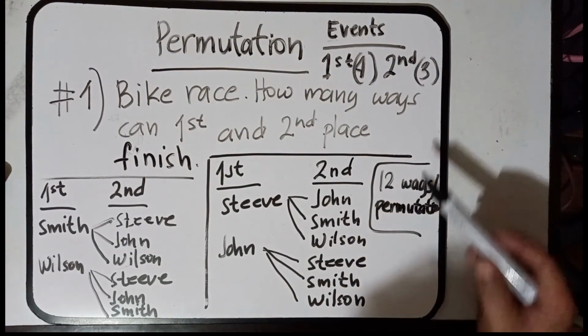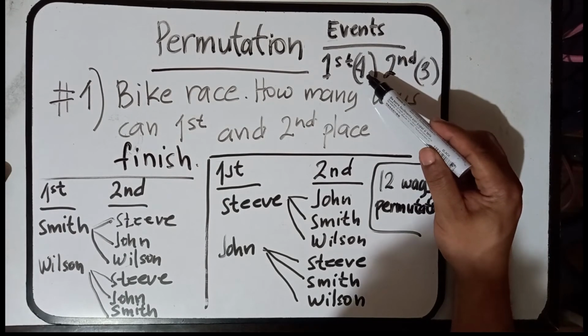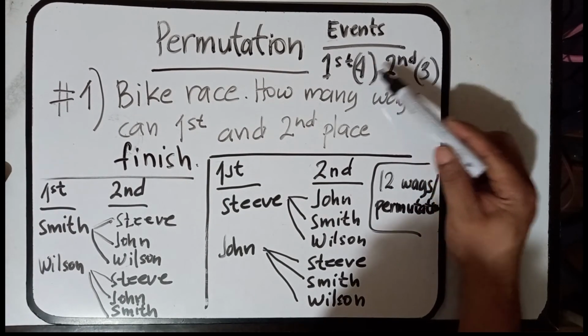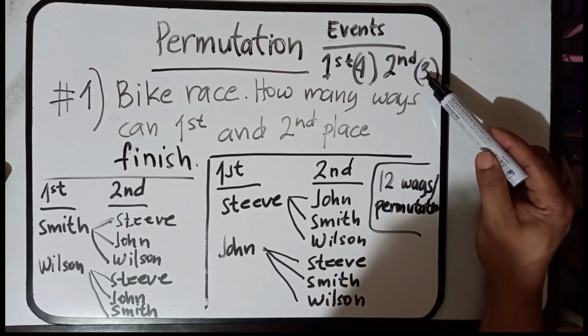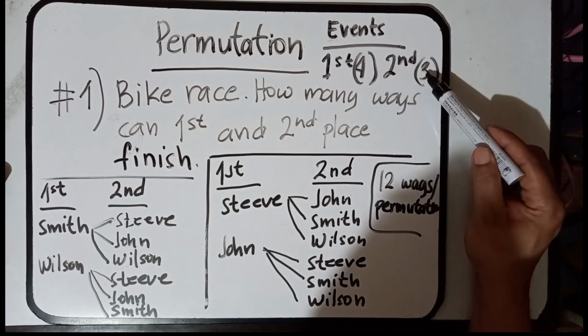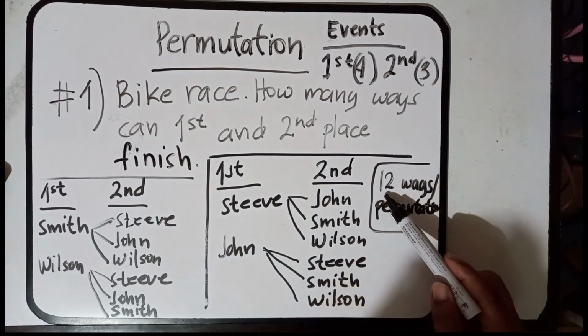So what you will do is multiply the number of ways that occurred in the first event, which is 4, times the number of ways that occurred in the second event, that is 3. So 4 times 3 gives you 12. That is why we get 12.